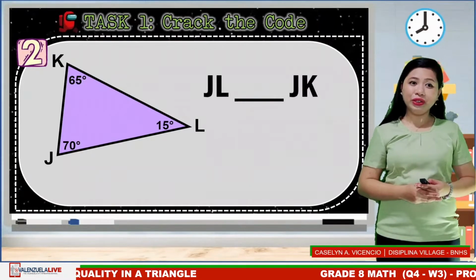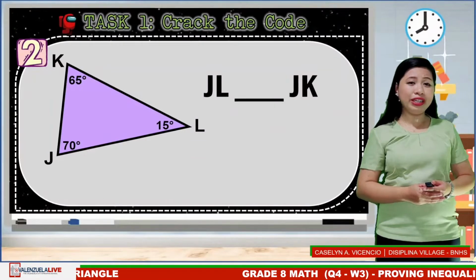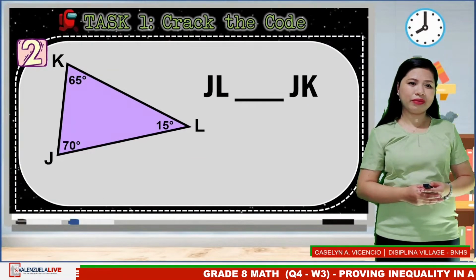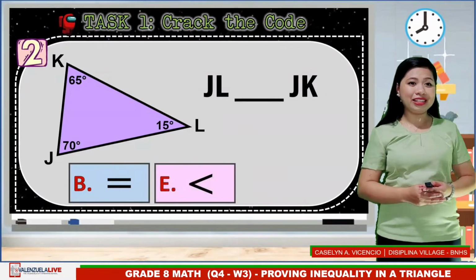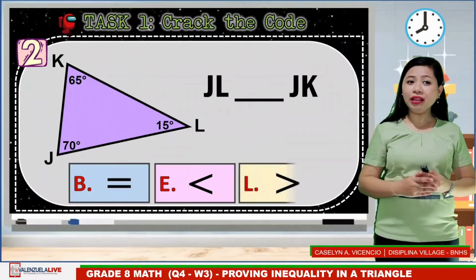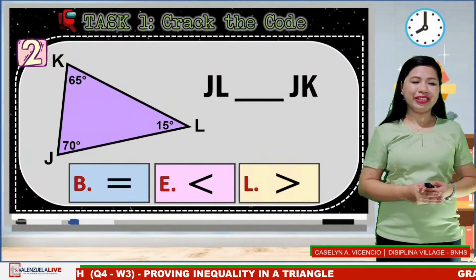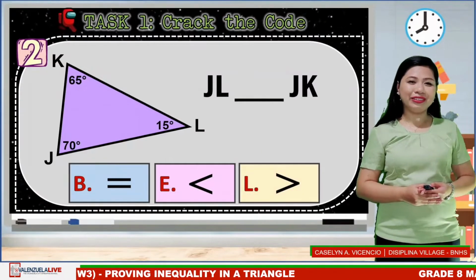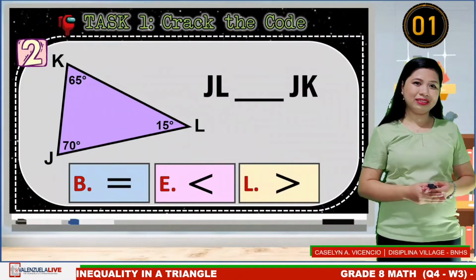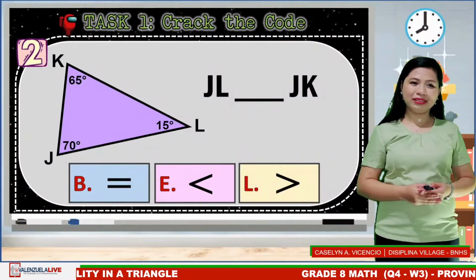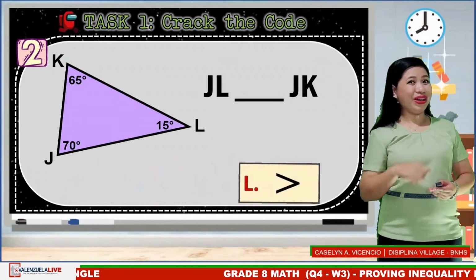For our second figure, how will you describe the measure of side JL and side JK? Is it letter B equal, letter E less than, or letter L greater than? You have 5 seconds to click your answer. Timer starts now. If you answered L, you are correct.